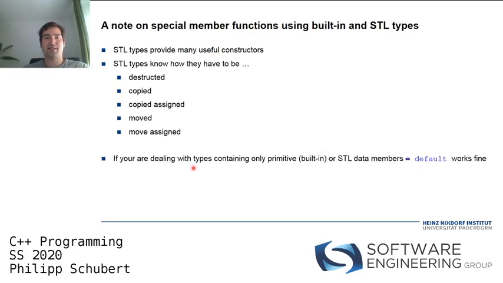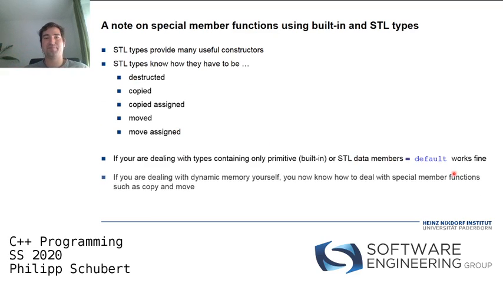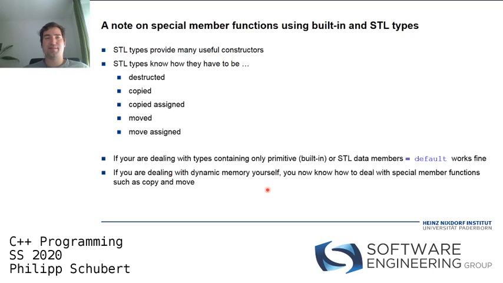That means if you write yourself an own data type which only contains built-in primitive types, like int, double, and all that, and STL data types which implement all their corresponding special member functions, then default works perfectly fine. But if you're dealing with the dynamic memory yourself, like we did on the dynamic int data type or on the vec data type that you're going to implement yourself in the exercise classes, you need to know how to deal with those special member functions, especially copy and move.